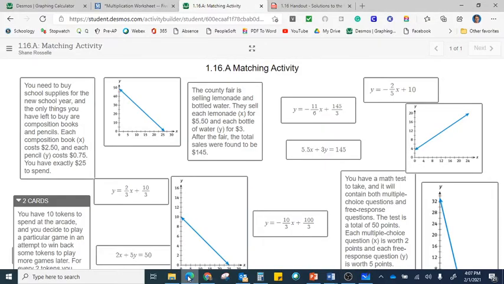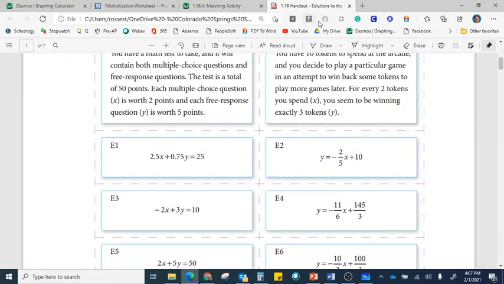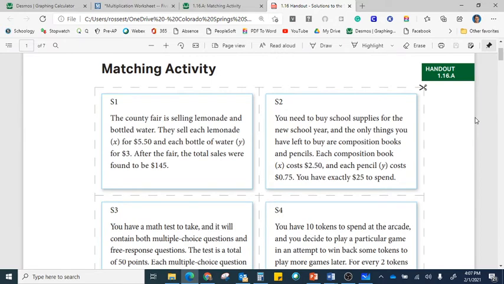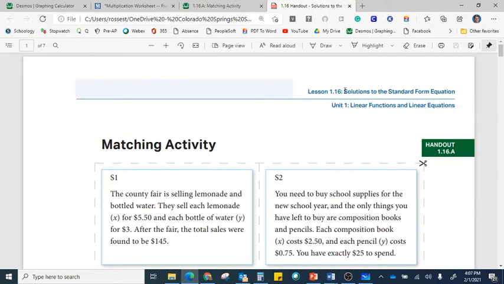Okay, everybody, let's do this. This is 1.16, you guys, and it is a handout. The topic is solutions to the standard form equation. Just so that you know, any solution to any linear equation is any point that falls on that line. It's an ordered pair of two different numbers that represent those variables, x and y, let's call them.